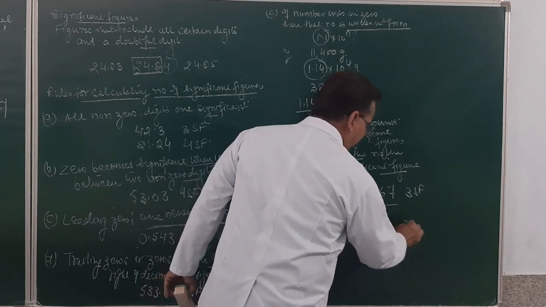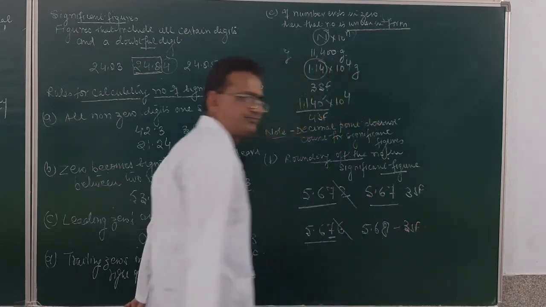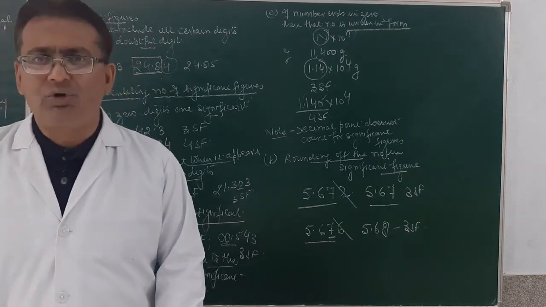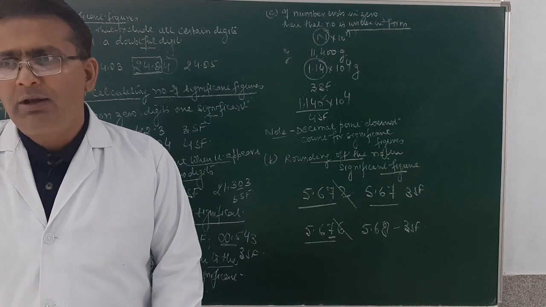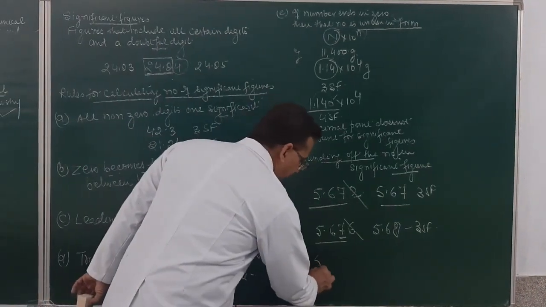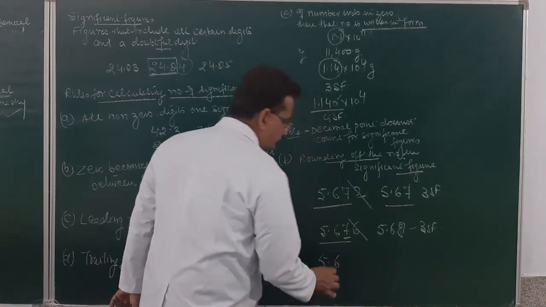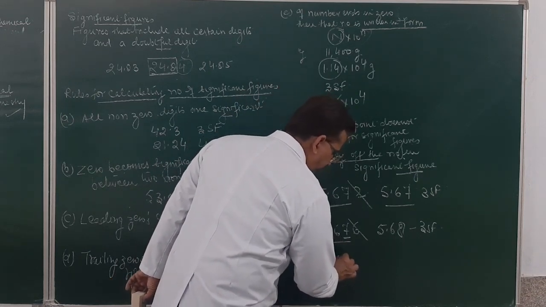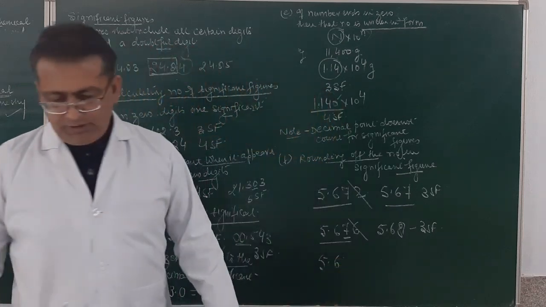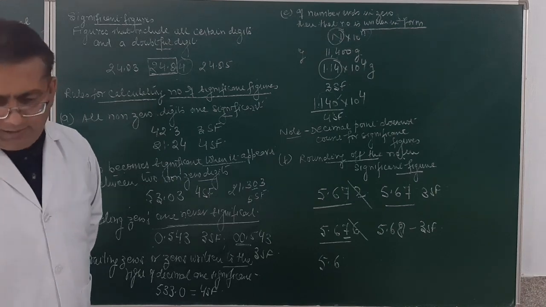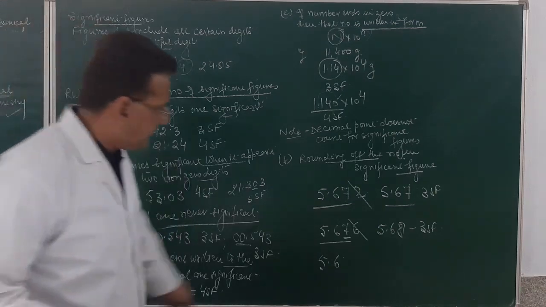5.68, and this is reported up to the 3 significant figures. Am I clear? Now, if the number following the last number to be retained is 5, suppose the number is 5.6, and let me take this number.